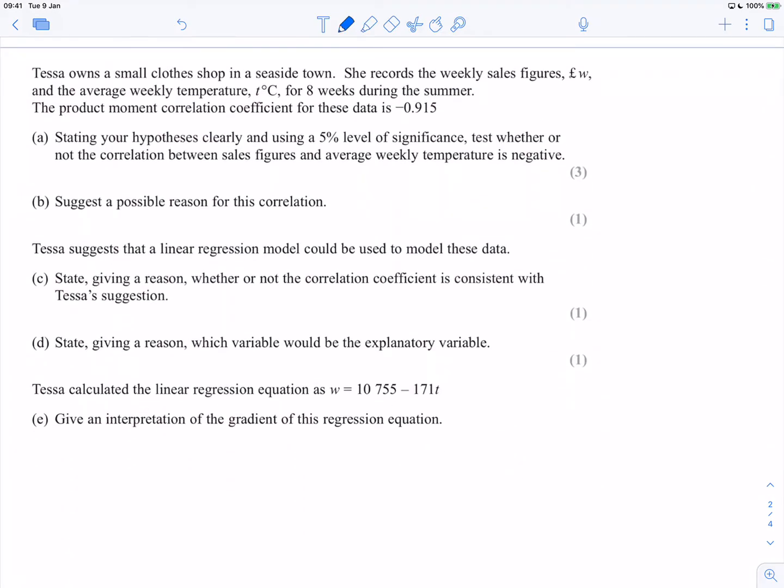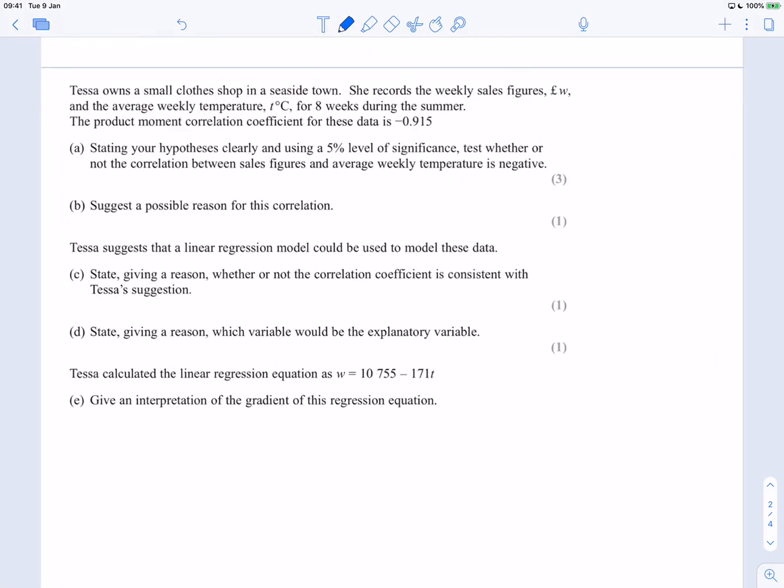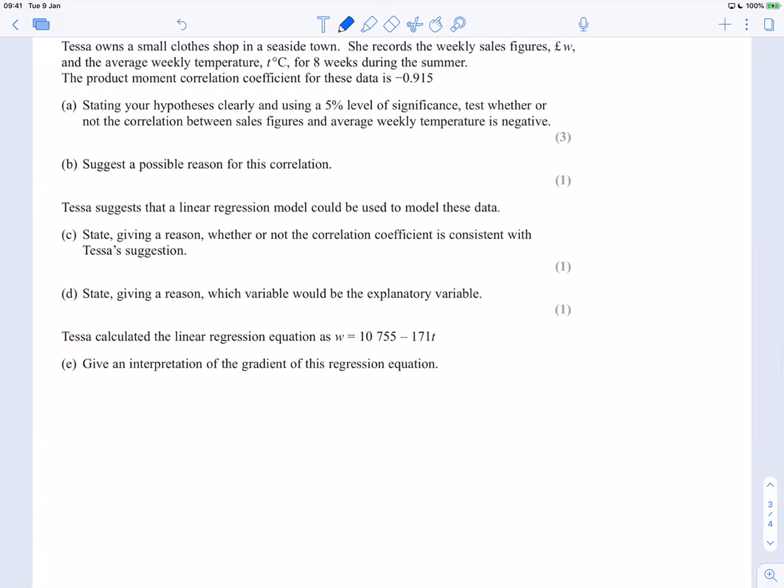Next up. Tessa owns a small clothes shop in a seaside town. She records the weekly sales figures W pounds and the average weekly temperature T degrees Celsius for 8 weeks during the summer. The PMCC for this data is minus 0.915. Stating a hypothesis clearly and using a 5% significance level, test whether or not the correlation between the two is negative. Okay, so the null hypothesis is that there is no correlation.